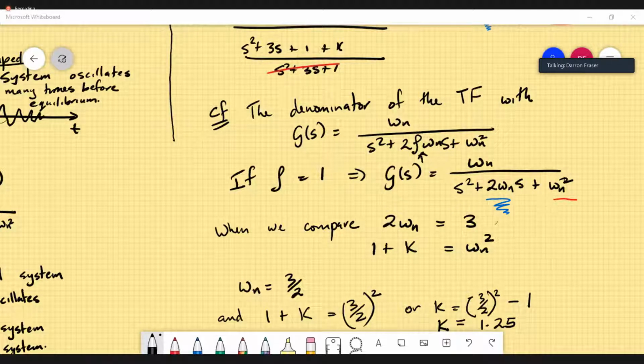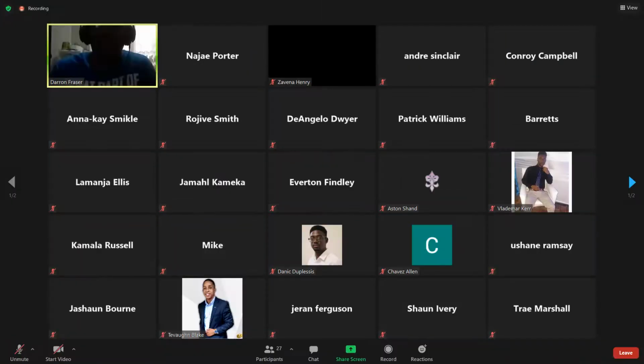And just, all right, so I just, let me see how to minimize it. Oh, okay. All right.